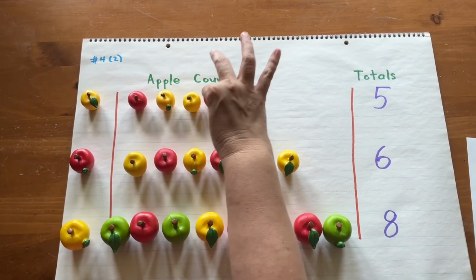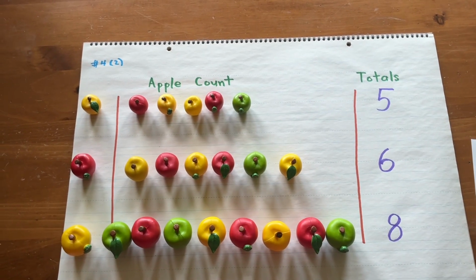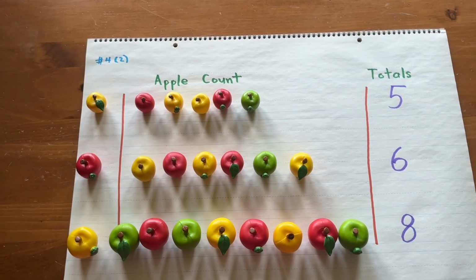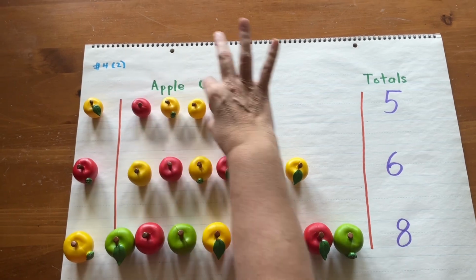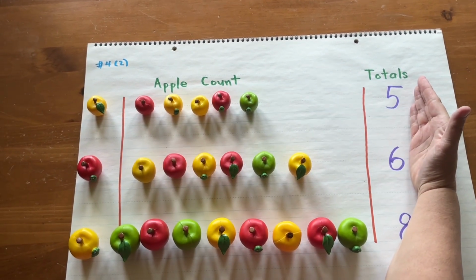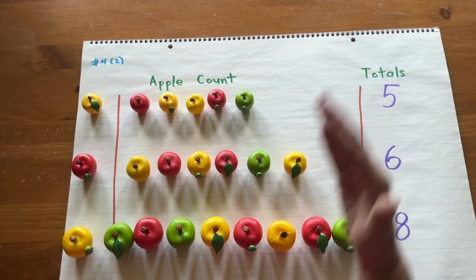Now, the scholars will need to be reminded this is called a picture graph because we're actually showing pictures of the apples, the objects. You can use many things to show a picture graph. And again, they need to make sure that the number here matches the total. So we always want to go back and recount and check our work.